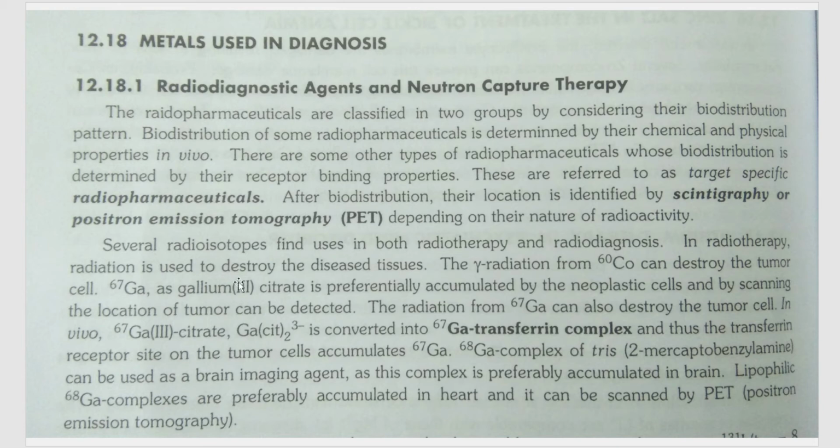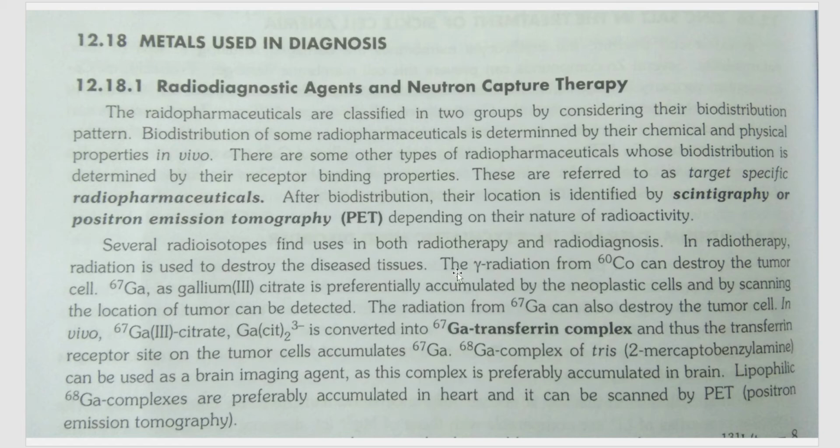So in radiotherapy, they take this radiation, mainly the gamma radiation, and use it to destroy these diseased tissues. Gamma radiation comes out from many of the radioisotopes. One of the radioisotopes of cobalt, cobalt-60, can destroy tumor cells. What are tumor cells? Their DNA is mutated, mutation of DNA takes place, so those types of cells are tumor cells.